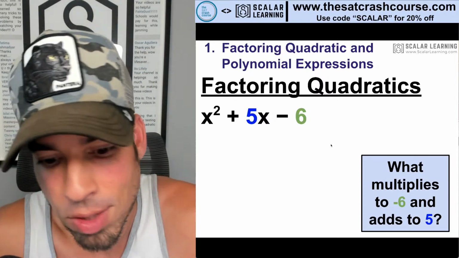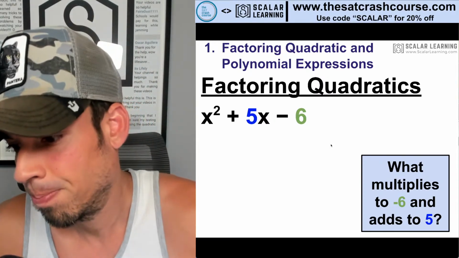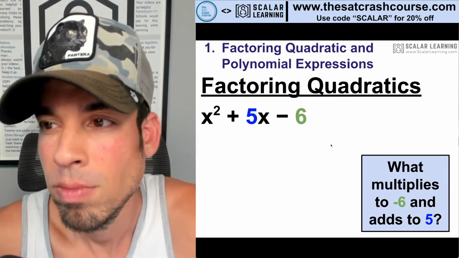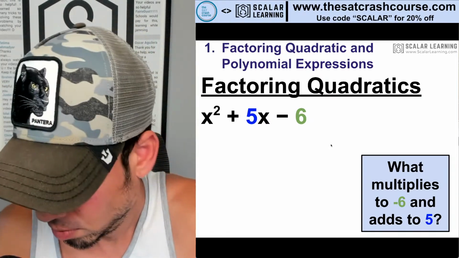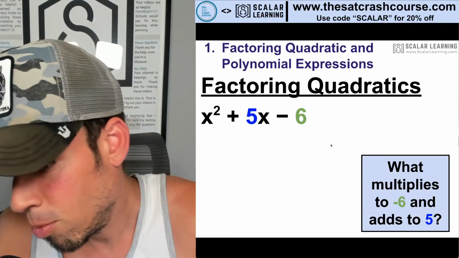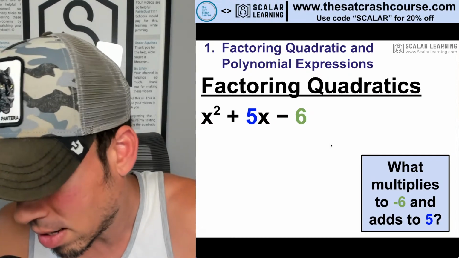Multiplies to -6 and adds to 5. Two numbers. Two and 3 multiply to +6, not -6.